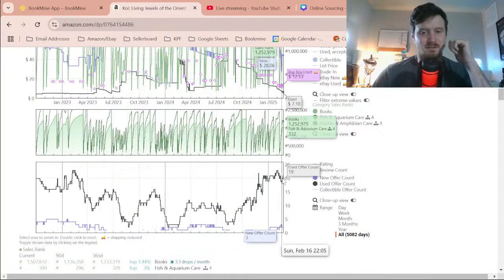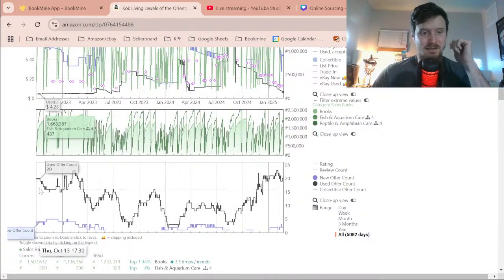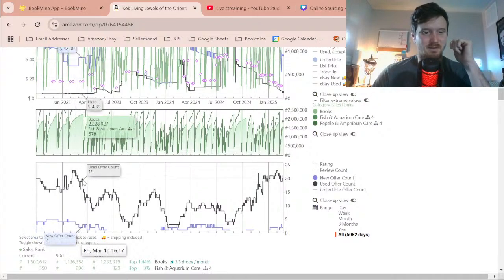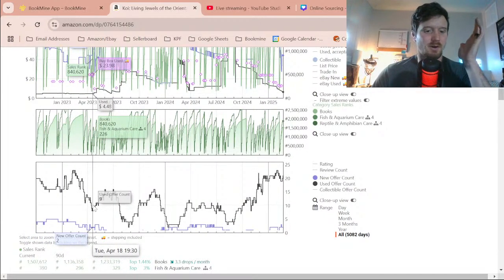And you can see the used offer count down here, this line down here on the third graph down. This is how many offers, how many people are on it.